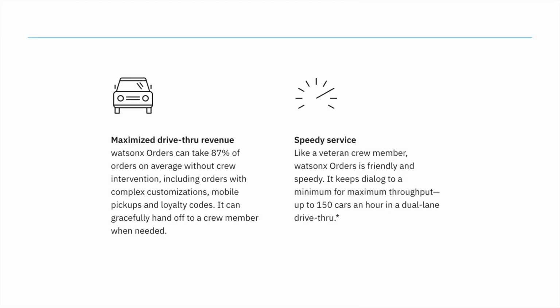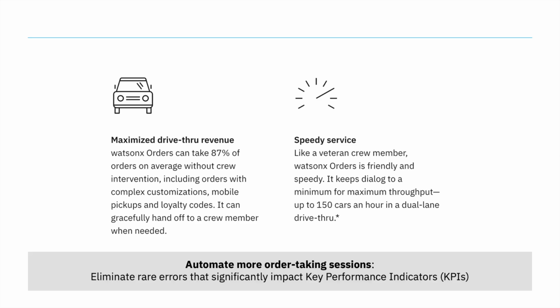Watson X Orders currently takes 87% of orders on average without crew member intervention. However, we want to do better and automate more order-taking sessions. We need to eliminate errors that happen rarely, but often enough to significantly impact key performance indicators or KPIs. An example of a KPI is escalation rate, or how often sessions are escalated to crew members.